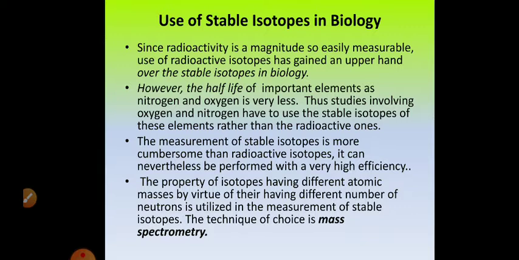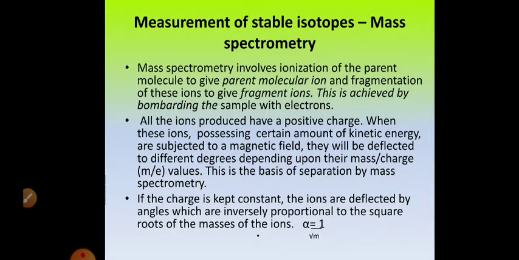What property is used to measure the stable isotopes by mass spectrometry? That they have different atomic masses because they have a different number of neutrons. This property we will be using in their measurement. Now, measurement of stable isotopes by mass spectrometry. Understand the steps. What is the mechanism?